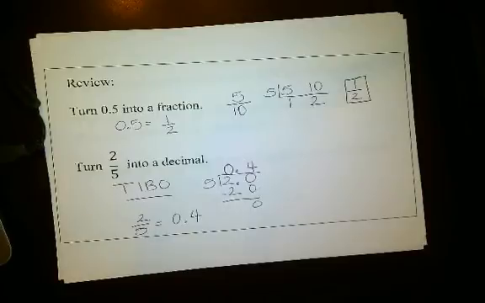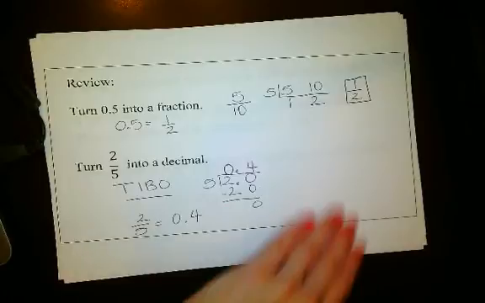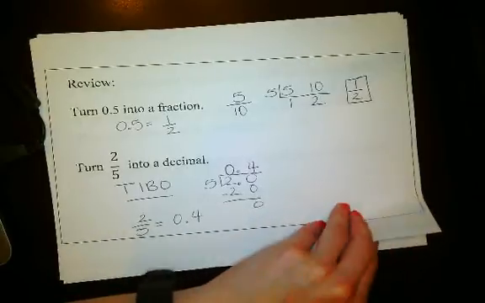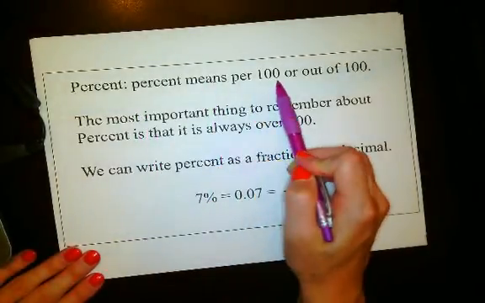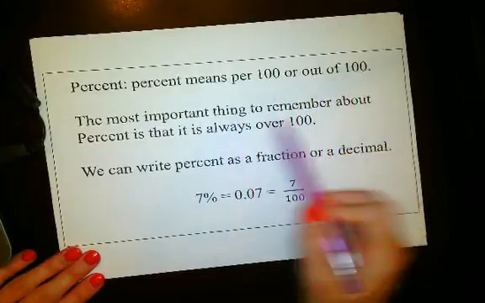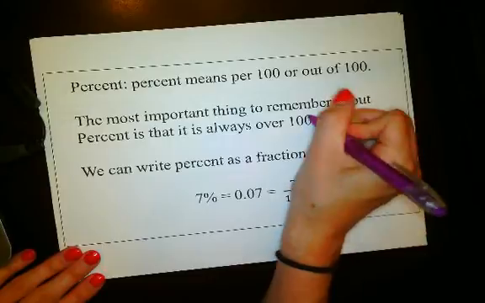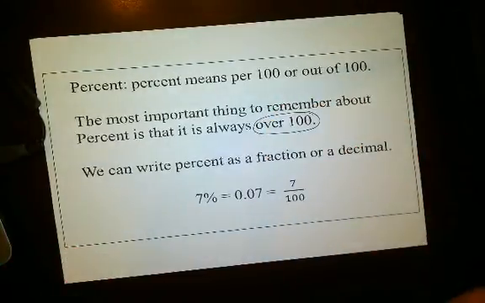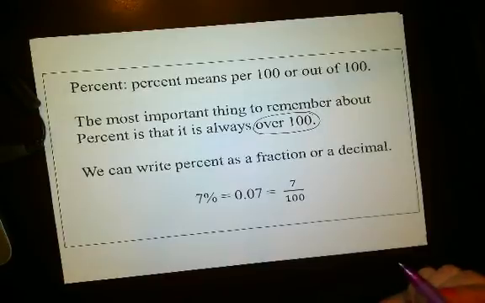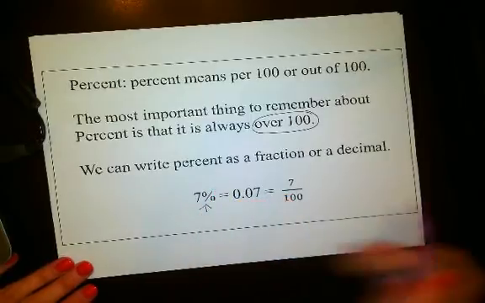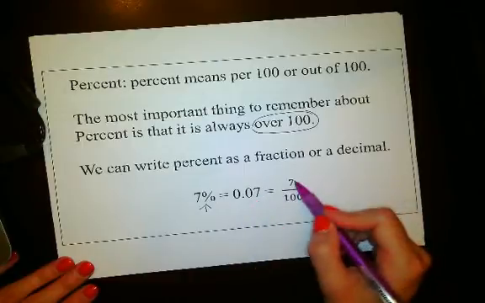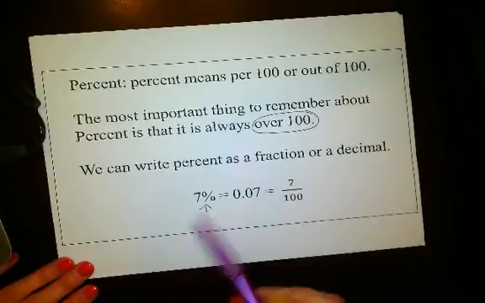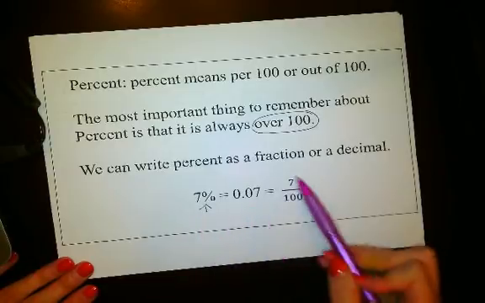So let's go ahead and add on our new topic today. Let's review or go over percent. So percent means per 100 or out of 100. The most important thing to remember about percent is that it's always over 100. So think of it like a grade. You always want to make a 100 on your grade. So we can write percent as a fraction or a decimal. This is our percent sign right here. We have 7%, which is equal to 7 over 100. So there's our percent, our decimal, and our fraction.